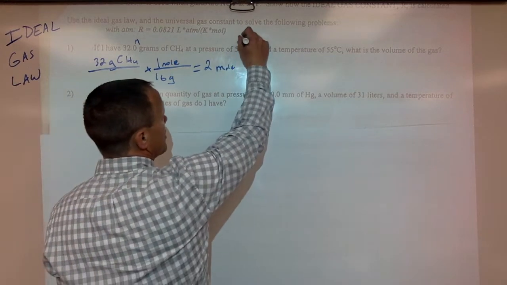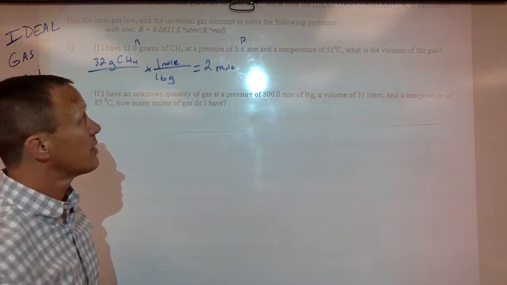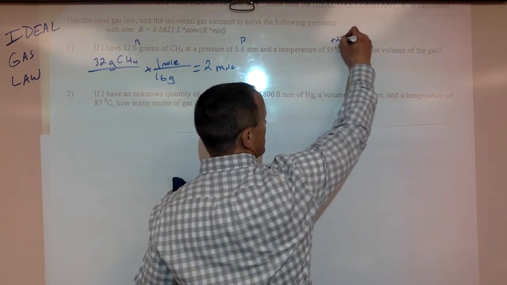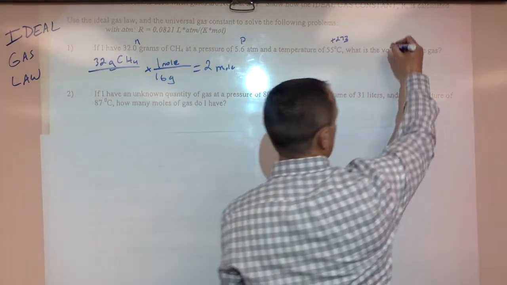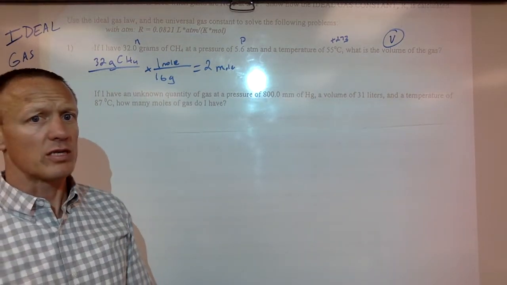Here's our pressure in atmospheres. Pressure always has to be in atmospheres, so this next one is not in atmospheres; we'll have to change into that. Temperature has to be in Kelvin, so we need to add 273 to the 55. And it's asking for the volume of gas, which will be in liters. Okay, volume is always in liters.